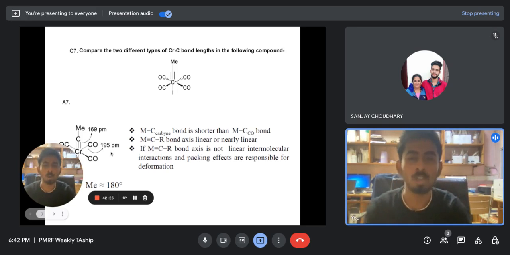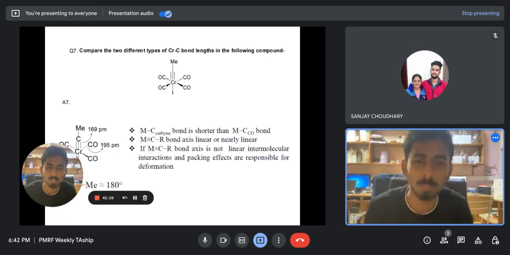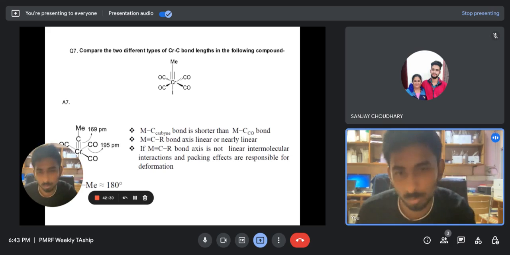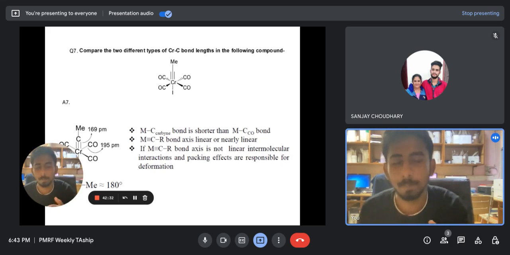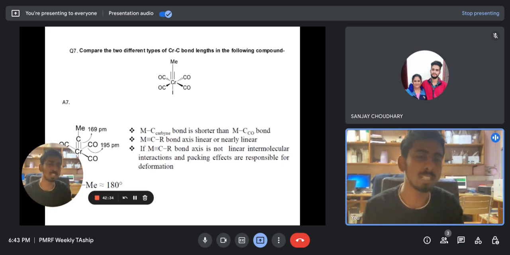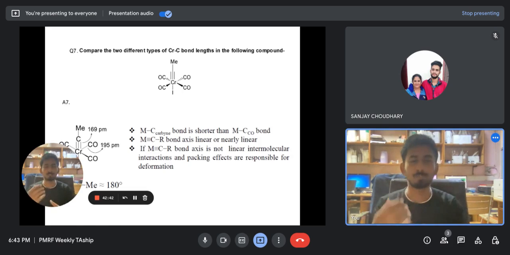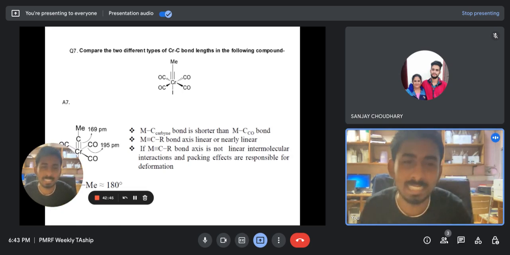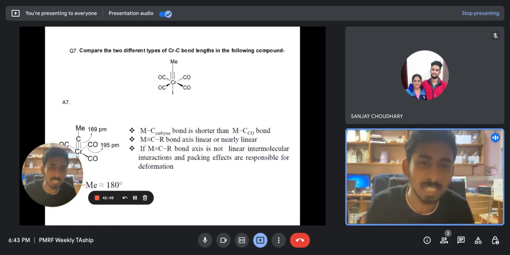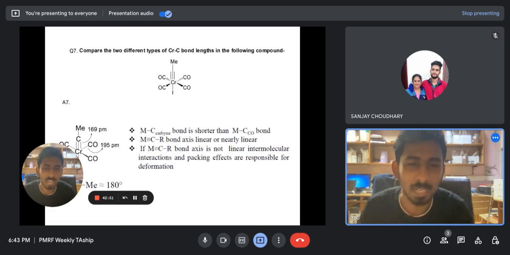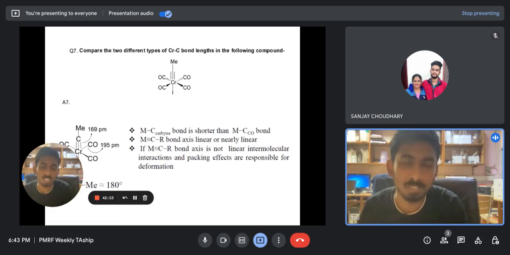And so the bond length will be a bit lowered, so the bond strength will become high. On a general basis, I will say that the metal carbyne bonds are actually shorter than the metal carbonyl CO bond. The metal triple bond CR axis is linear or nearly linear, so the angle will deviate between 170 degrees to 180 degrees. And lastly, if the M-C triple bond axis is not linear, intermolecular interactions and packing effects are responsible for the deformation.